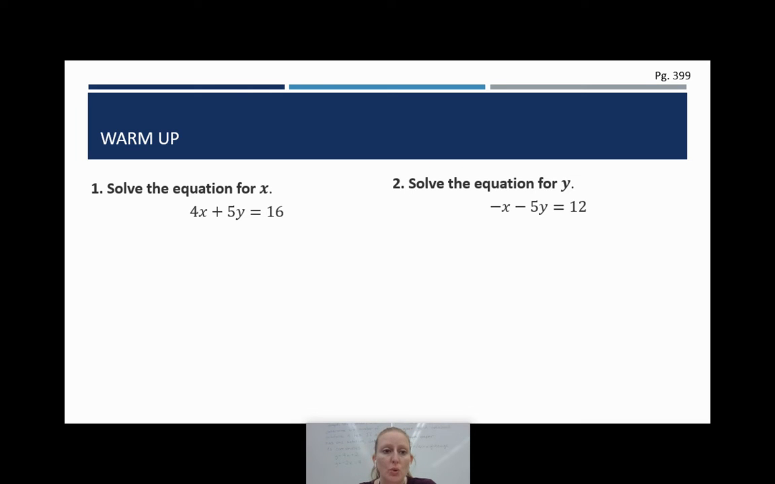I've got two equations here. For the first equation, I would like you to solve the equation for x. For the second equation, I would like you to solve the equation for y. So a little bit of a throwback to the last unit. So go ahead and hit pause, solve each of these for the given variable, and then hit play when you're ready to check your work.